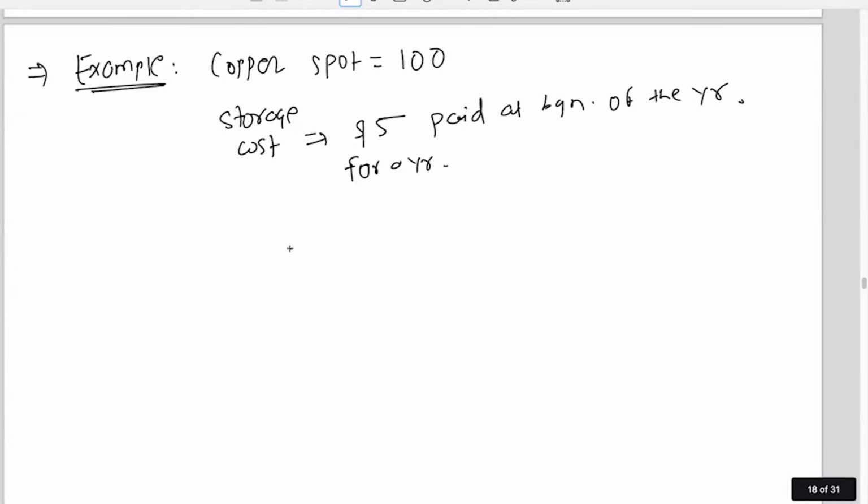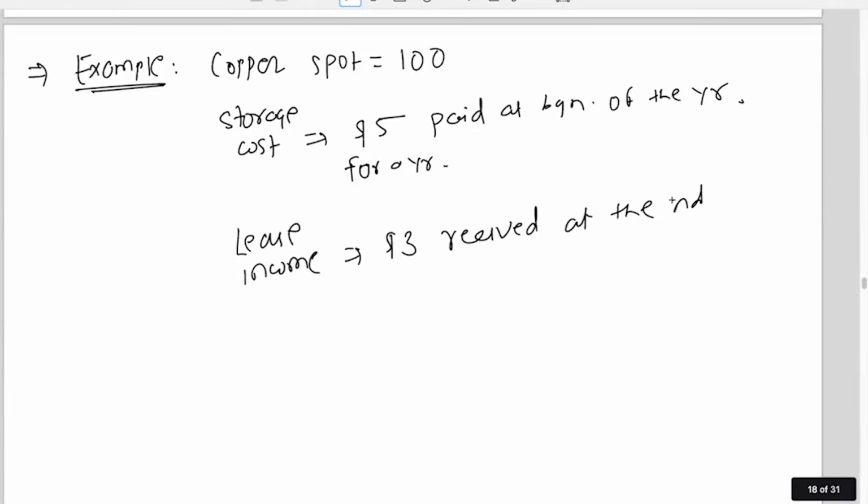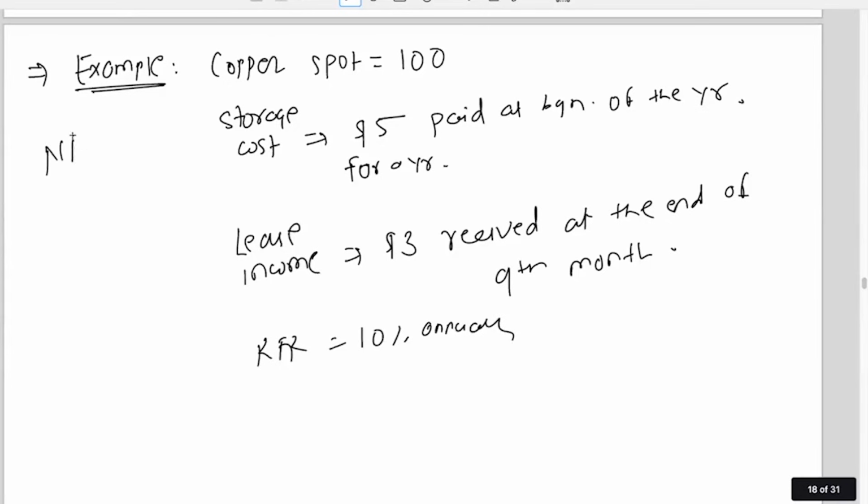Okay. And let's say we will earn some sort of a rental. So let's say lease income. Lease income is $3. Let's say this is received at the end of 9th month. All right. And let's say RFR is 10% per annum compounded annually. Figure out no arbitrage forward price for this contract.